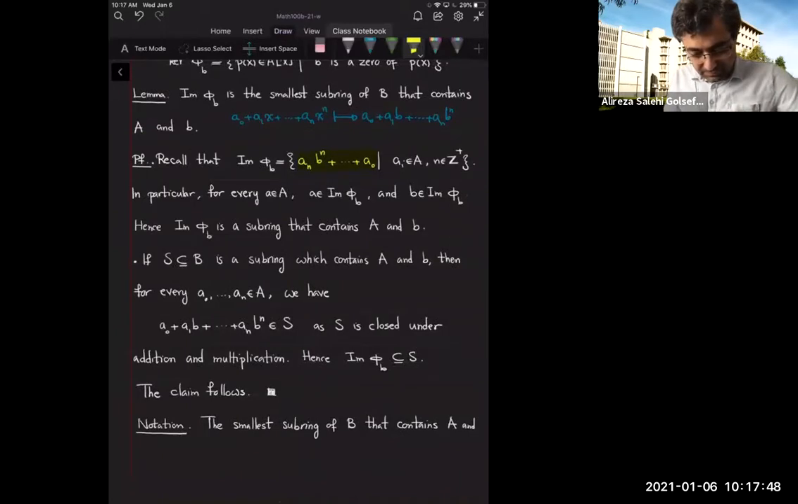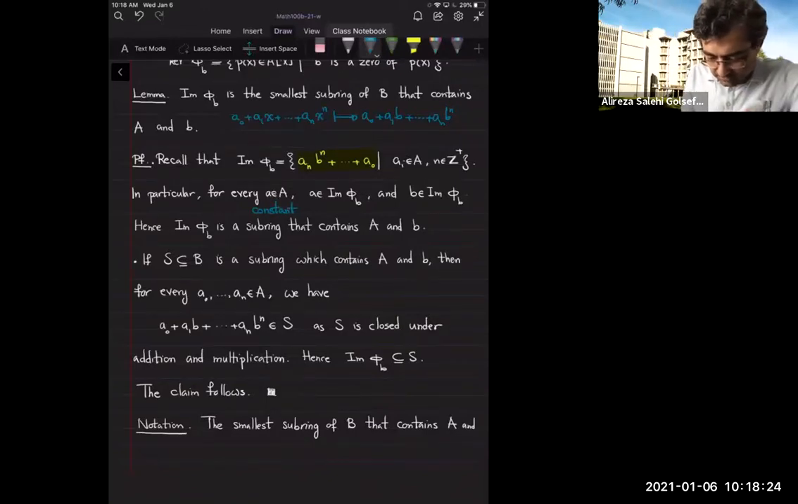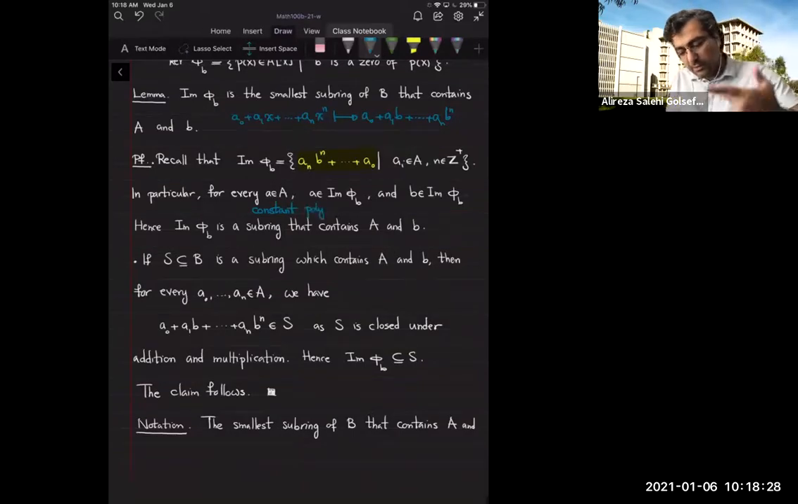Now I want to show that the image of phi sub b is a subring. That's for sure, because phi sub b is a ring homomorphism. And it contains capital A, and it contains b. Why does it contain every element of the ring capital A? By just focusing on constant binomials. So essentially a sub 0 can be anything, and I can drop the other terms. So you can think about constant binomials in order to get that every element of the ring A is inside the image. Now, how about b? I can think about the binomial x. When I substitute b for x, this is sent to b. So b is inside the image, and every element of the ring A is inside the image.